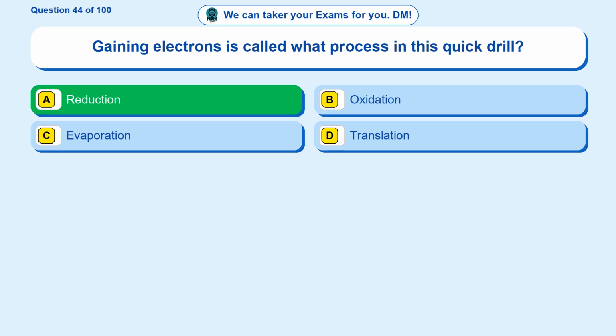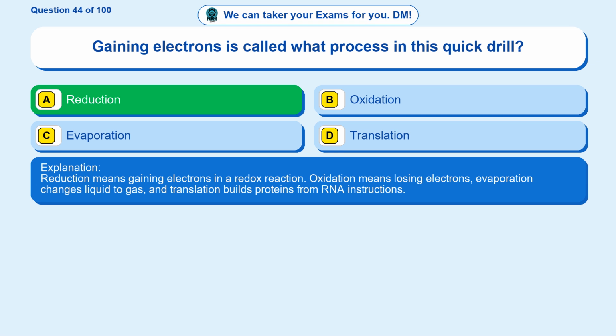Reduction. Reduction means gaining electrons in a redox reaction. Oxidation means losing electrons, evaporation changes liquid to gas, and translation builds proteins from RNA instructions.